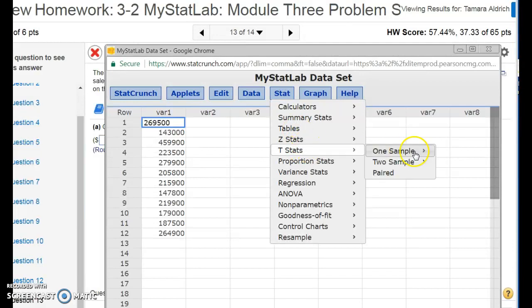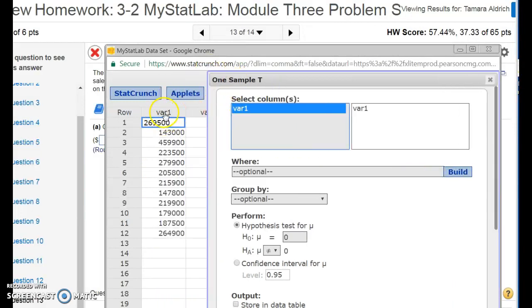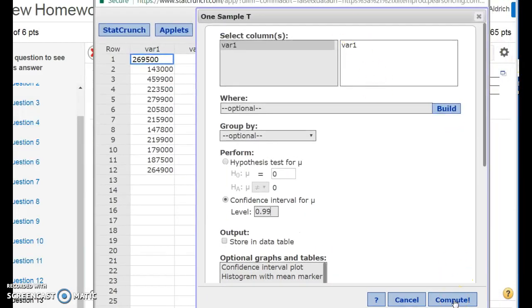So T-stats, one sample, and we actually have data this time. Here's our list of data. We've got to select our data. It was in the column called var1, variable one. And so now selecting that, StatCrunch behind the scenes will calculate the sample mean and the sample standard deviation. You inputted those for problem 12. Here, StatCrunch is going to actually just look at your data and come up with those values on its own. And we want our confidence, was it 99%? So change that to 99. And now we're going to hit compute.